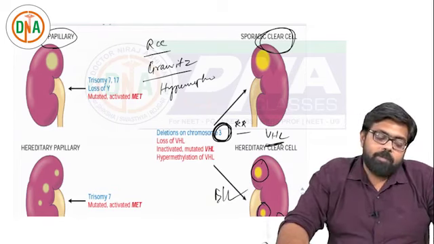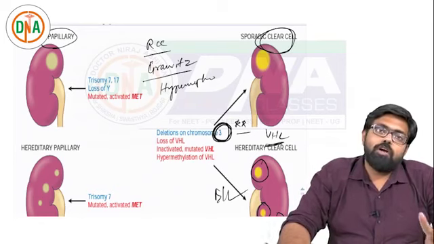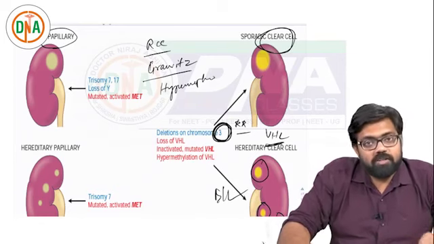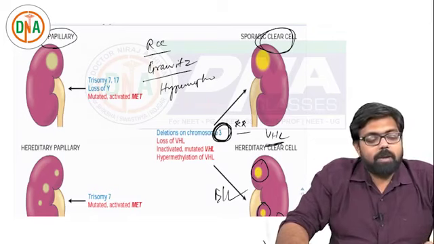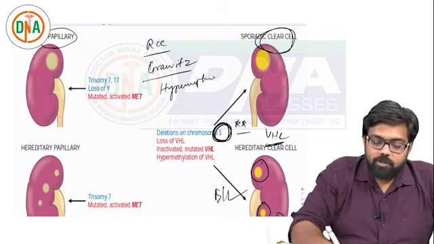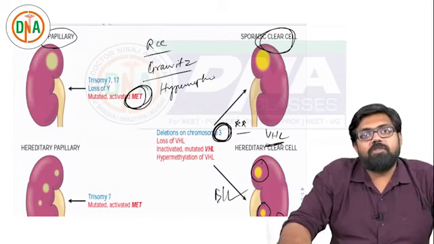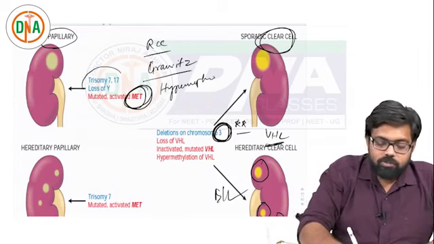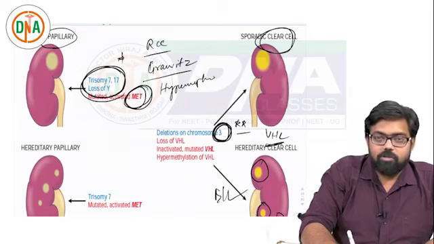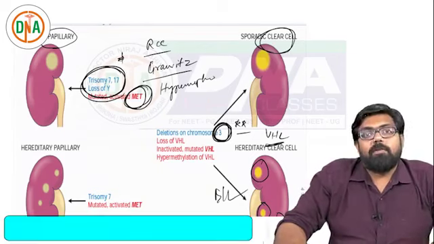Okay, fine. Coming to the papillary variant, you have two hereditary syndromes associated with papillary carcinoma. One is hereditary leiomyoma with papillary carcinoma, and the other is hereditary papillary carcinoma. The mutation is in the MET proto-oncogene, and here you have trisomy 7, 17 and Y chromosome loss. So this is all about the sporadic papillary carcinoma.